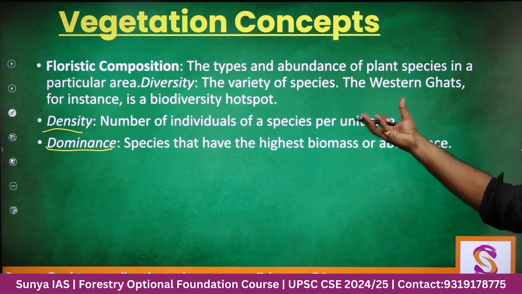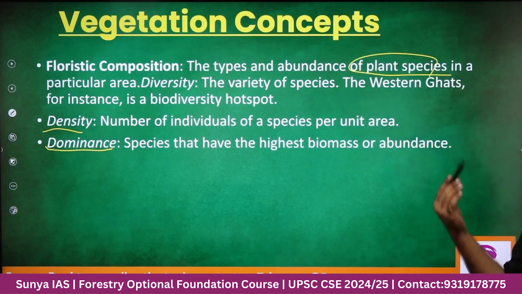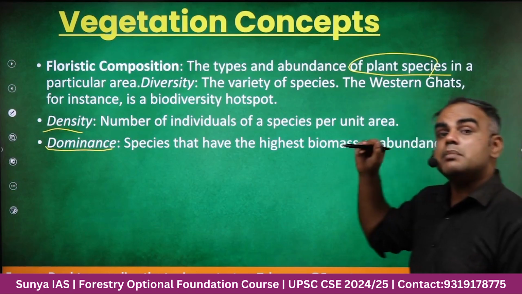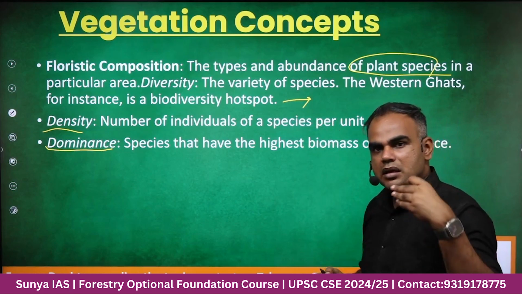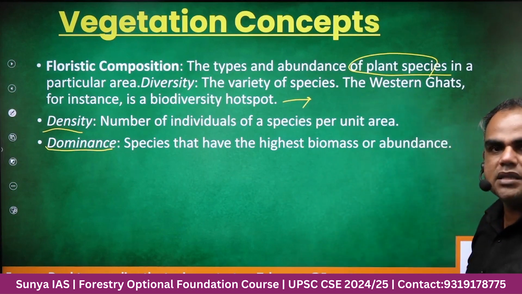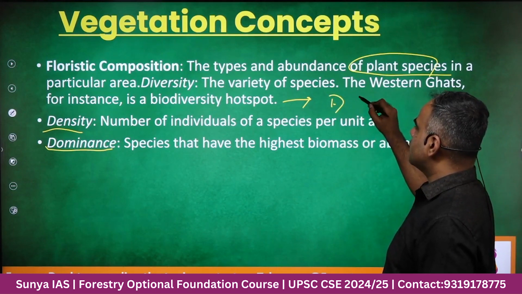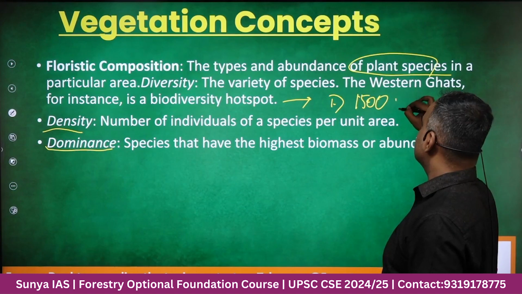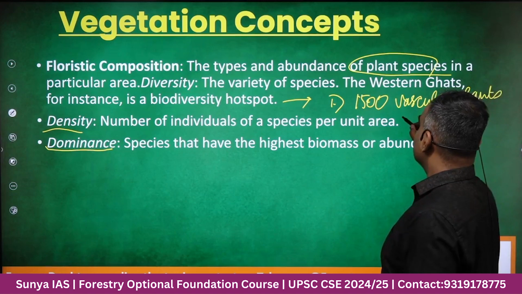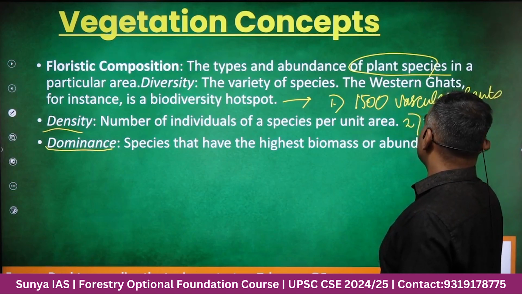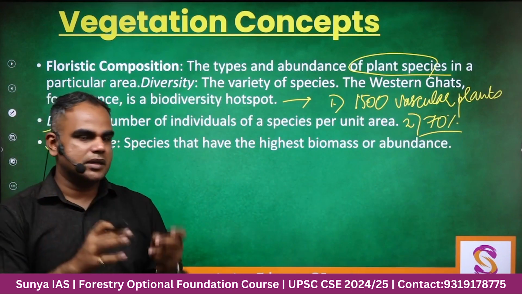So let's say if I'm talking of floristic composition, which basically means abundance of plant species, you can talk about the Western Ghats as a biodiversity hotspot. How many biodiversity hotspots in India? 4. Who gave the concept? Norman Myers, then Conservation International. What are the 2 criteria? One is you have to have 1500 vascular plants as endemic, and second is the area should have lost around 70% of its vegetation, or conversely speaking 30% of the vegetation should be remaining.